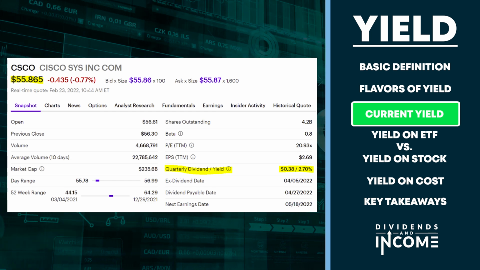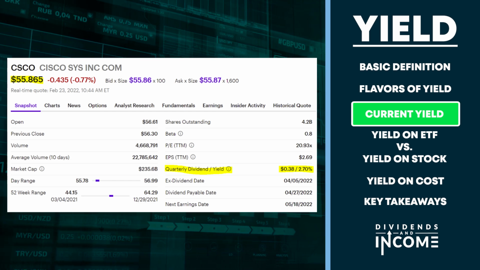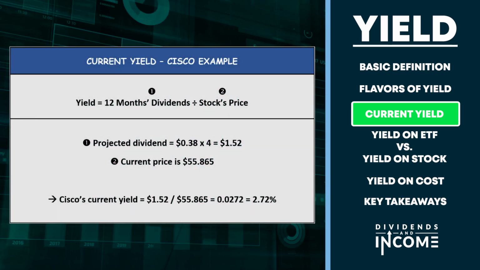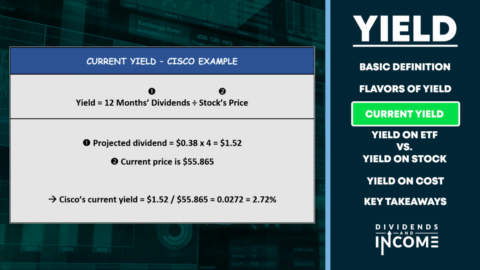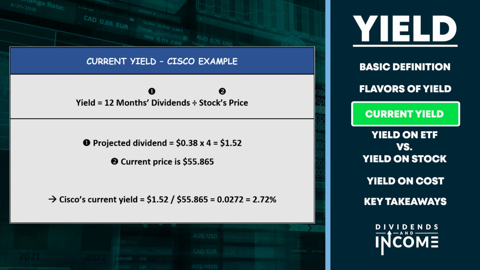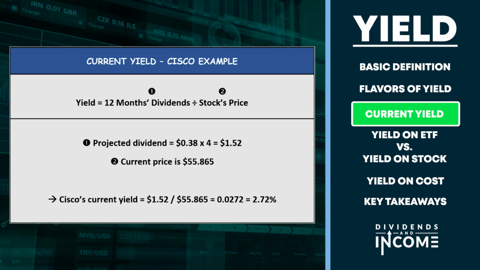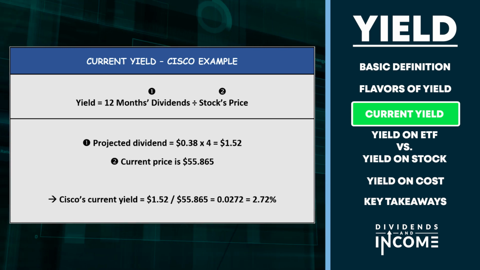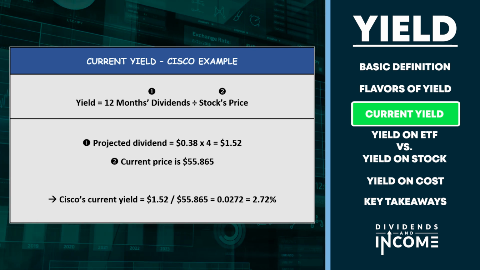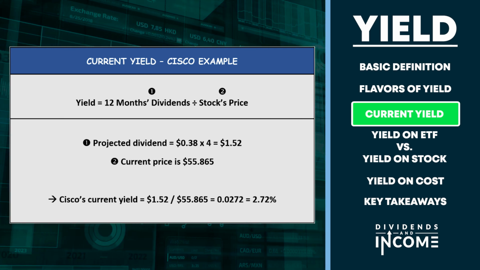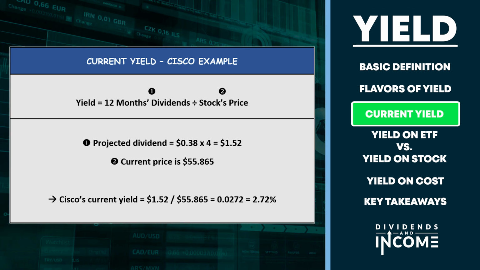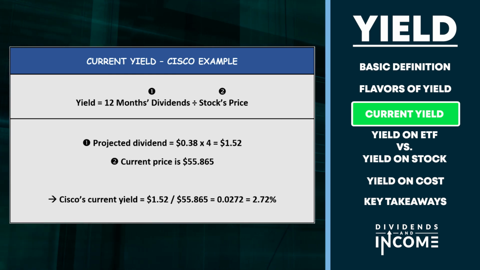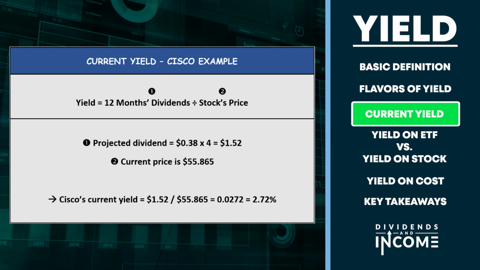And E-Trade has labeled it as quarterly, so we get the obvious conclusion that Cisco pays its dividend 4 times a year. Let's figure out on our own Cisco's current yield from the numbers that E-Trade has given us. The projected dividend is 38 cents a share. It's a quarterly dividend, so to project it out to annual, we multiply by 4, which equals $1.52 a share in a year. And the current price, as we saw, was $55.865. So the current yield is $1.52 divided by that price, which equals 0.0272 multiplied by 100. That equals 2.72%.